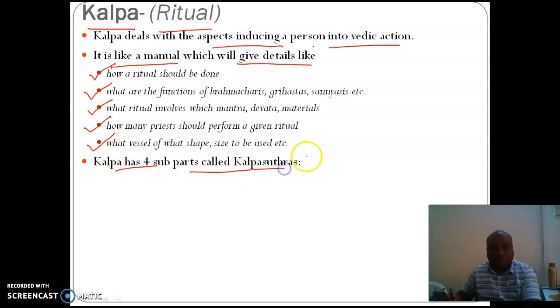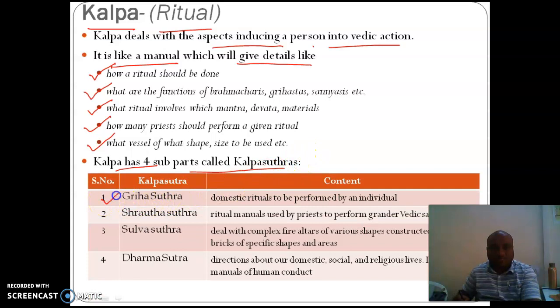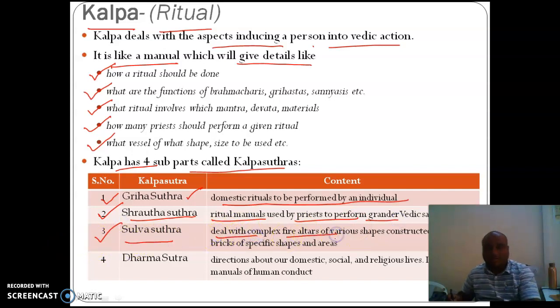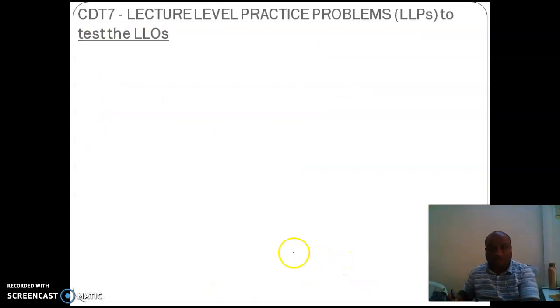Kalpa has four subparts called Kalpa Sutras. One is Griha Sutra, which deals with the domestic rituals to be performed by an individual. Second is Srauta Sutra, ritual manuals used by priests to perform grander Vedic sacrifices. Sulva Sutra deals with the complex fire altars of various shapes constructed with bricks of specific shapes and areas. Dharma Sutra gives directions about our domestic, social, and religious lives. It has several manuals of human conduct.